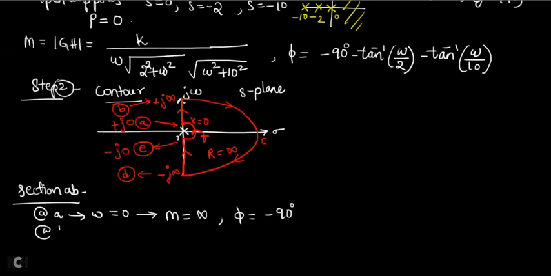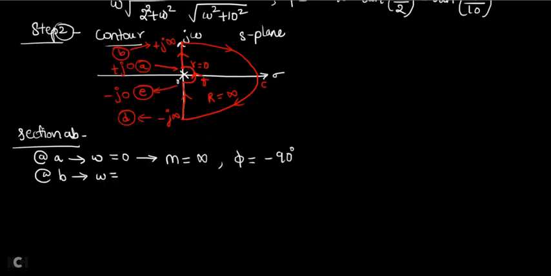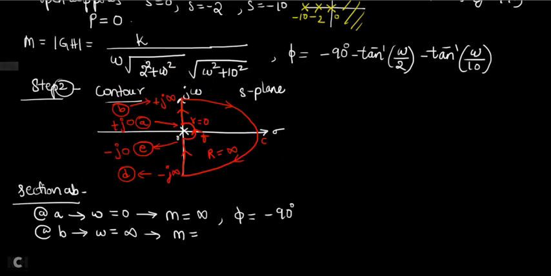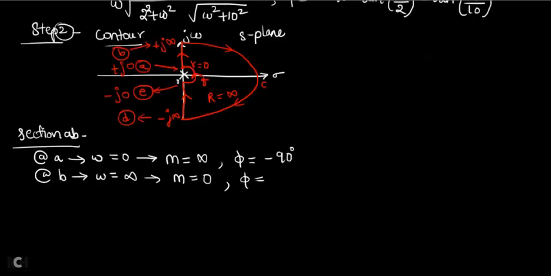Now at point B. What is omega value at point B? Infinity. Correct? Point B is always infinity. So omega is infinity. Put omega is equal to infinity and find the answer for capital M. Because omega is there in the denominator, if you put infinity, then capital M becomes 0. So my capital M is 0 for omega infinity. Phi, what does phi become? Omega is equal to infinity. Tan inverse of infinity is 90. So minus 90 minus 90 minus 90 will give you minus 270 degree.